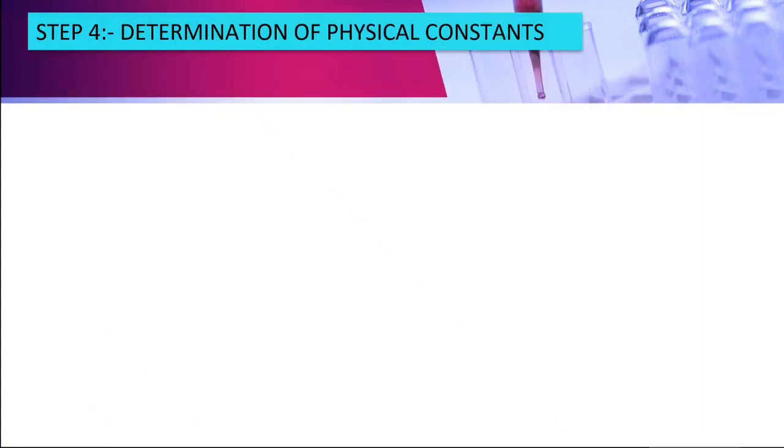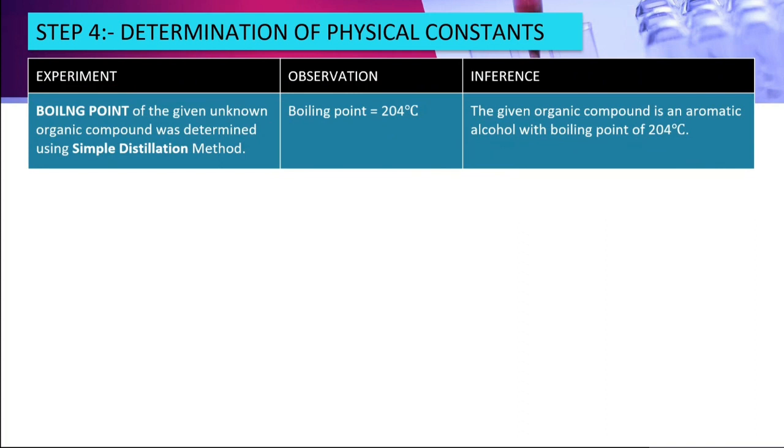Next, we move to the fourth step of systematic analysis, that is the detection of physical constant. Here the given compound is liquid, so we proceed by determining the boiling point by the simple distillation method, and we observe that the boiling point was found to be 204 degrees Celsius. So we can infer that the given organic compound is an aromatic alcohol with boiling point 204 degrees Celsius.